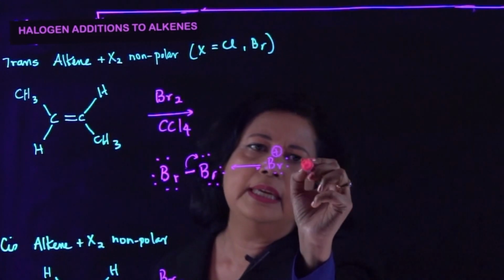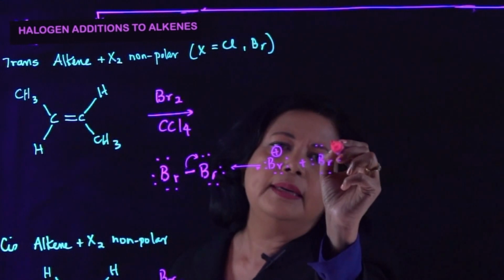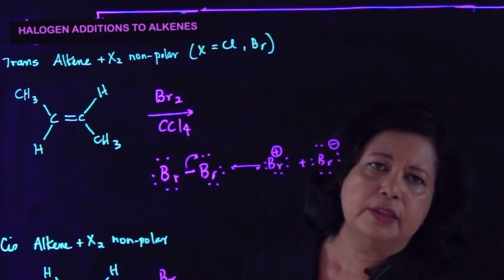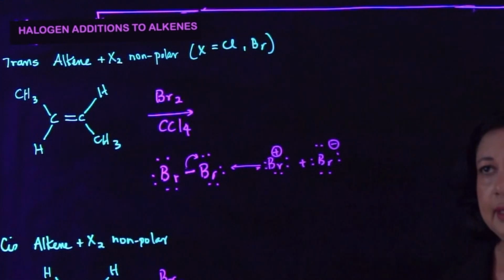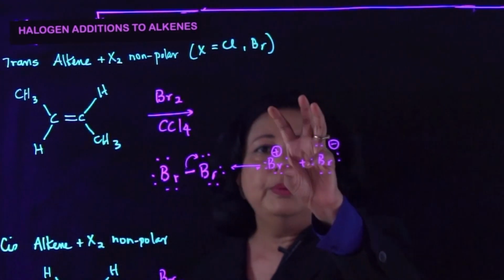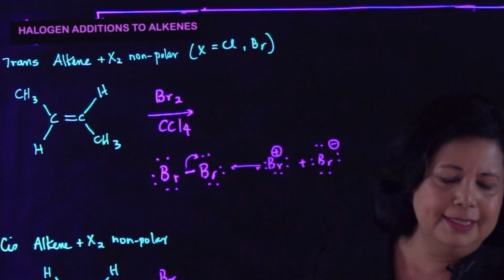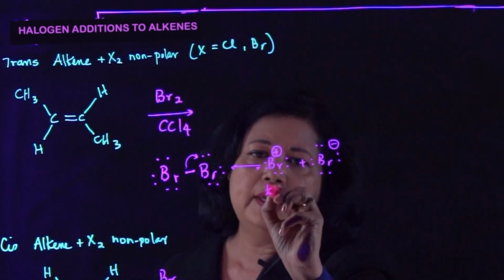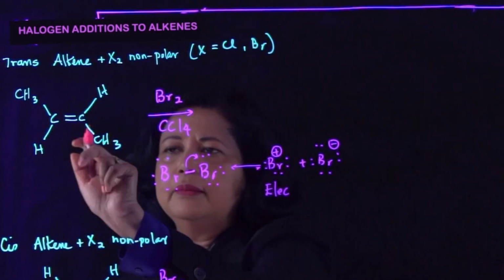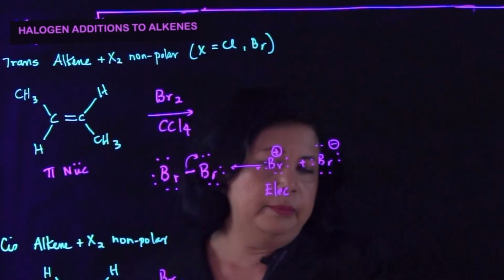I know it sounds terrible that bromine can actually have a positive charge, but remember that it is also a very large atom, so it can spread that charge internally. Now this Br plus is your electrophile, not the Br minus. So the Br plus is your electrophile, and that pi bond is your nucleophile. Now we are in business.